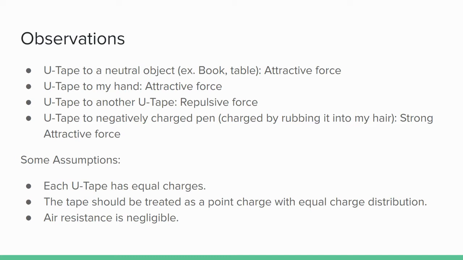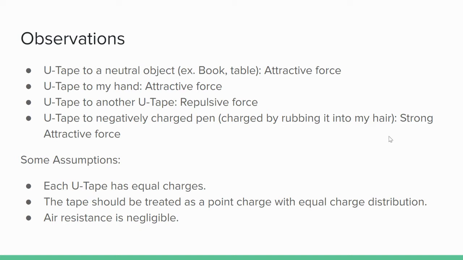Some observations that I noticed during this lab were that U-tape to a neutral object, like a book or a table or my hand, creates an attractive force. U-tape to another piece of U-tape creates a repulsive force. And U-tape to a negatively charged pen, which is charged by rubbing it in my hair, creates a strong attractive force. So this shows that U-tape should be a positive charge.